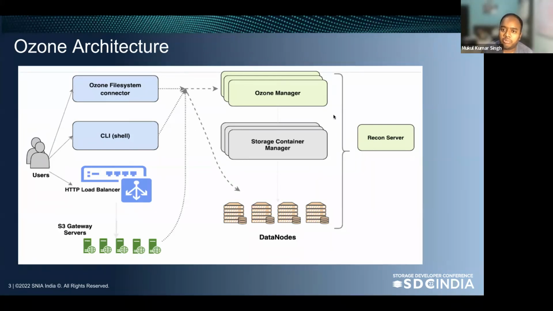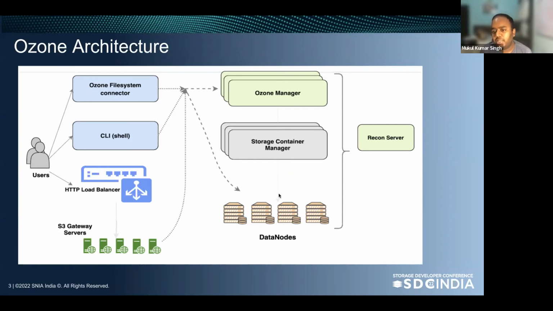On the top, we have the Ozone Manager. Ozone Manager is our namespace utility, so it keeps the file path to block mapping. Right below this, we have the Storage Container Manager. The Storage Container Manager ensures that each copy of the data is sufficiently replicated. It also manages the data node lifecycle, so things like decommissioning and other things are managed by Storage Container Manager.